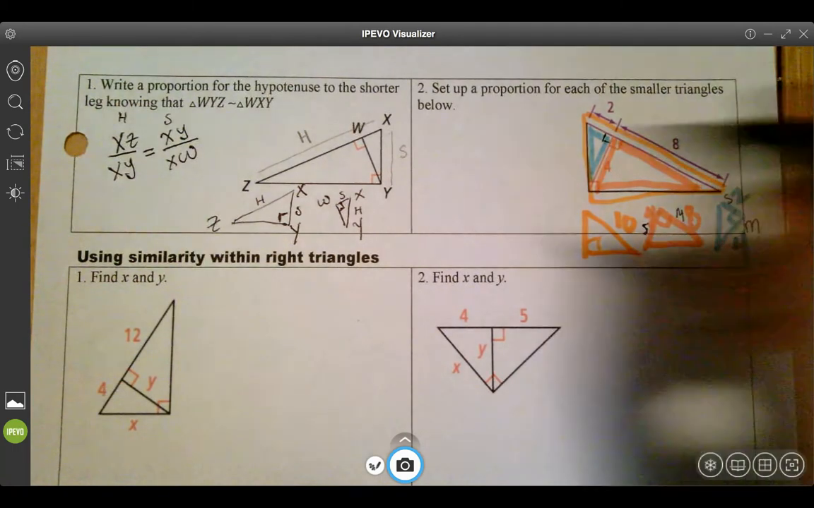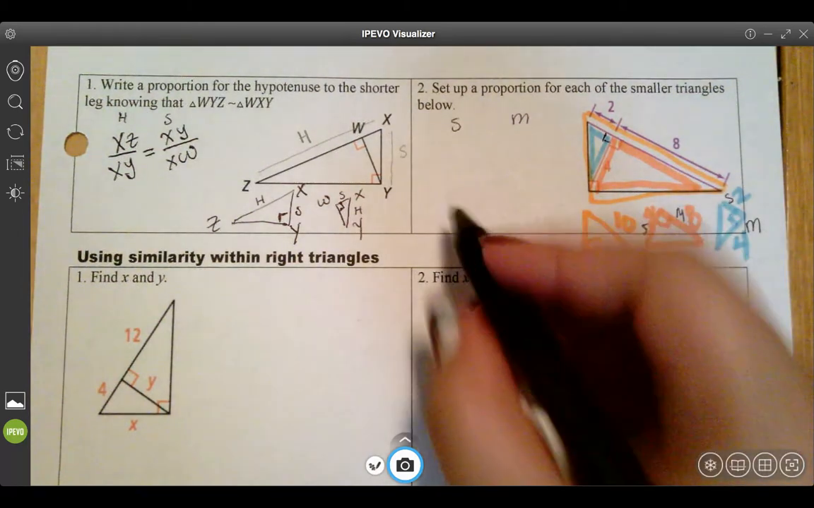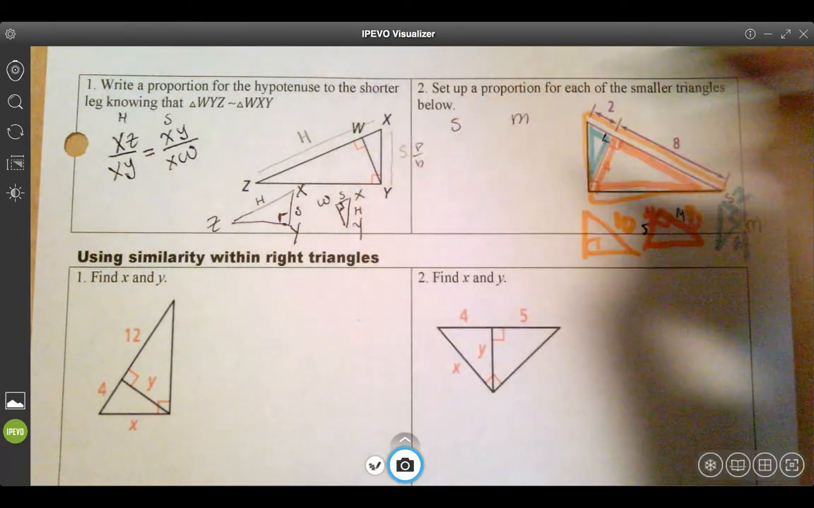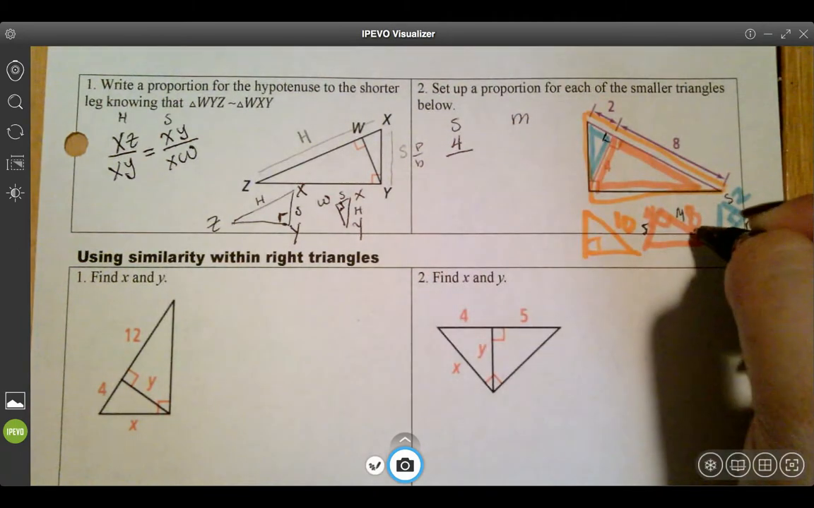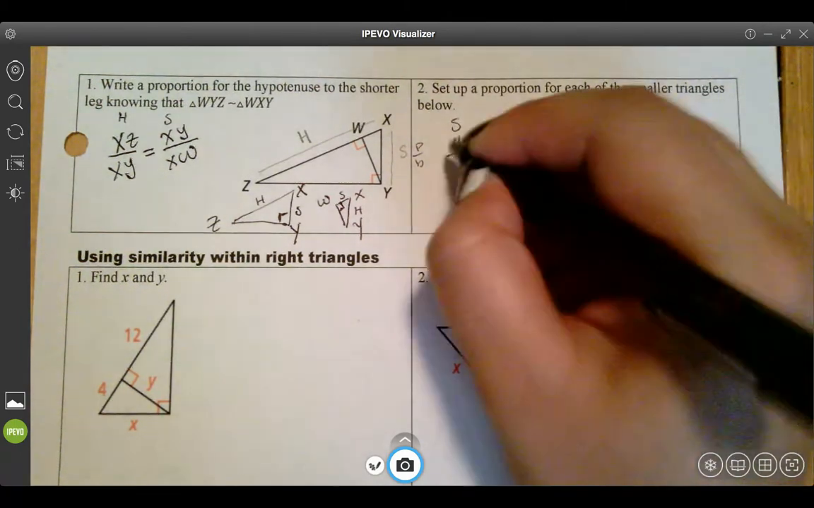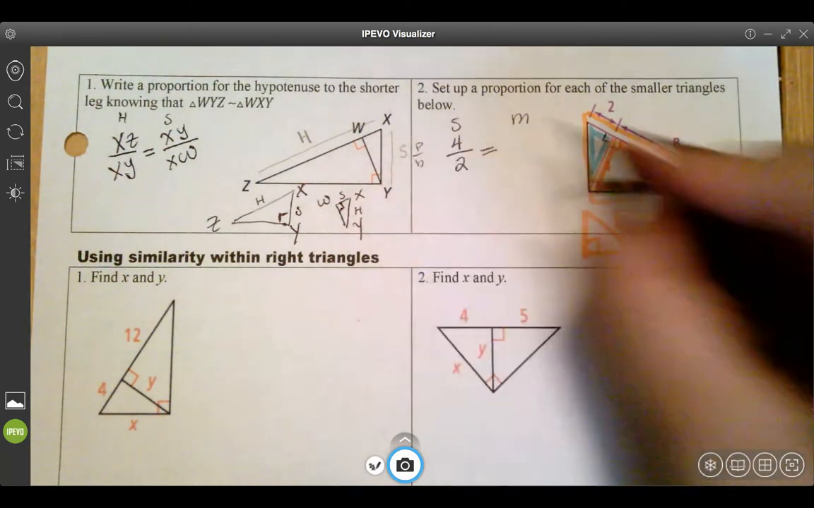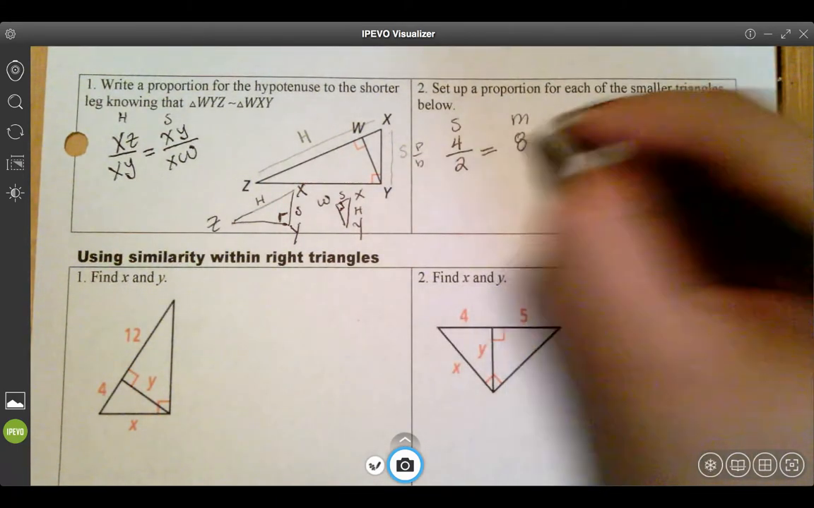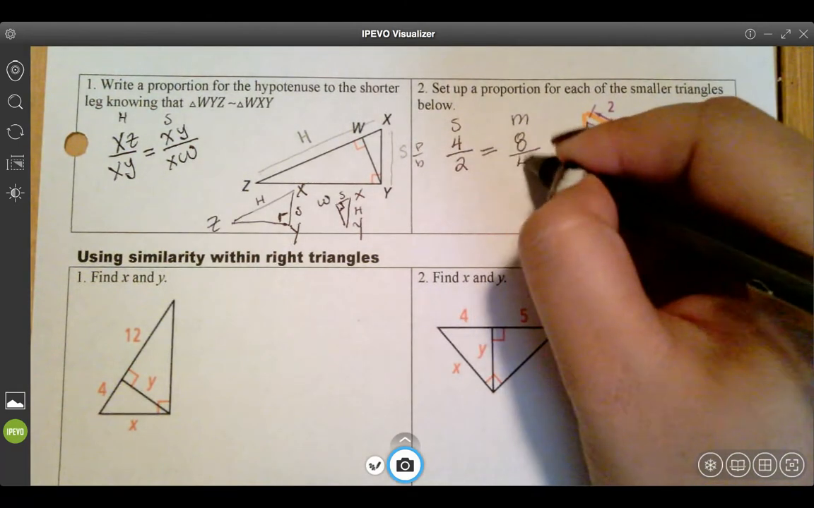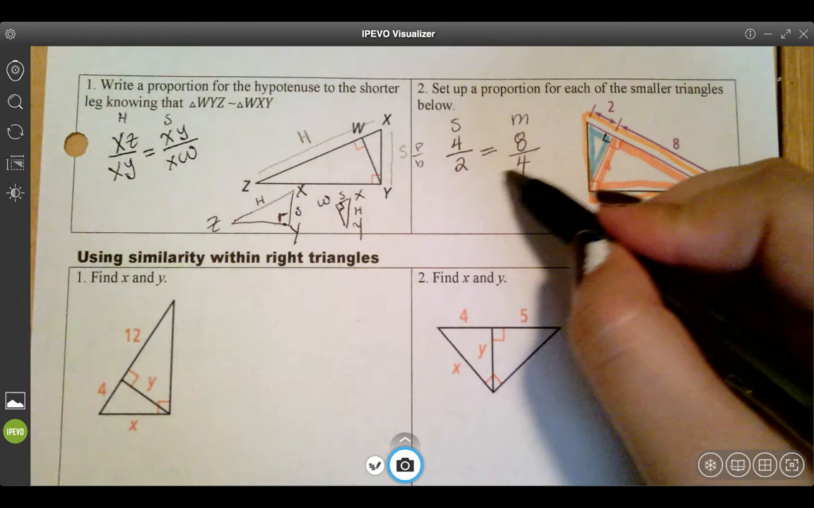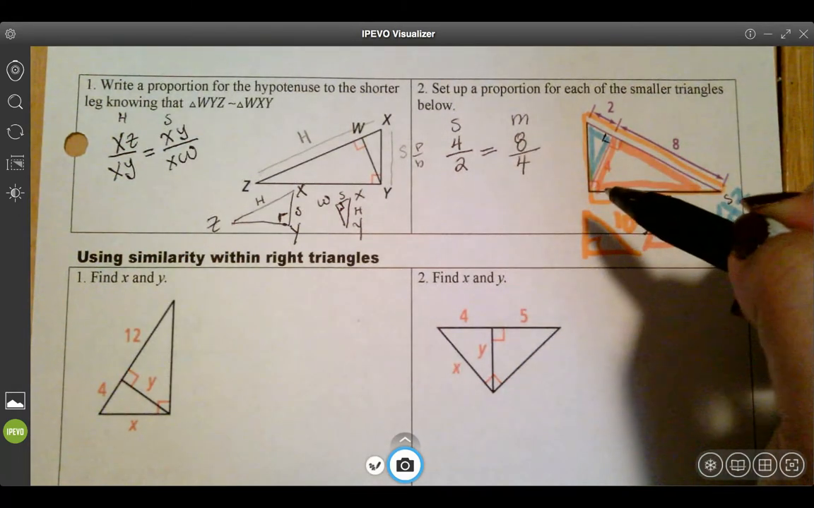So our proportion will compare small and medium legs. So I'll do pink over blue. The pink small leg is 4. The blue small leg is 2, equals. The medium pink leg is 8. The medium blue leg is 4. And we can see that this is a true statement, right? 4 halves and 8 fourths both reduce to 2.